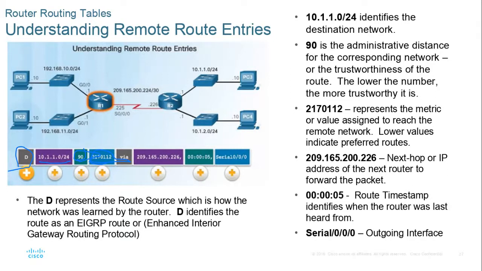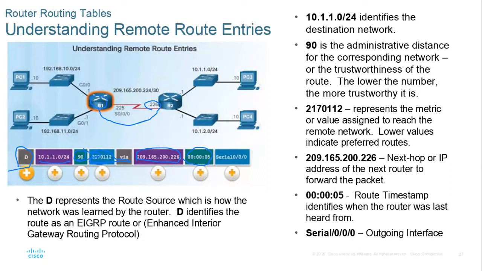The next hop IP address represents the IP address from the standpoint of router R1. What address next hop should I send my packets to? Well, 209.165.200.226. That's the IP address of the router on the other side of the telephone link. And then the timestamp tells us how long it has been since we last heard an update from that other router. Oh, it's been 5 seconds. And if this time grows to too big a value, the router will decide that I've lost communication with that other router, and it will stop trying to forward information to it.